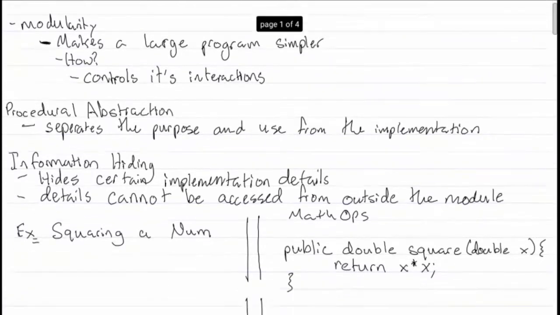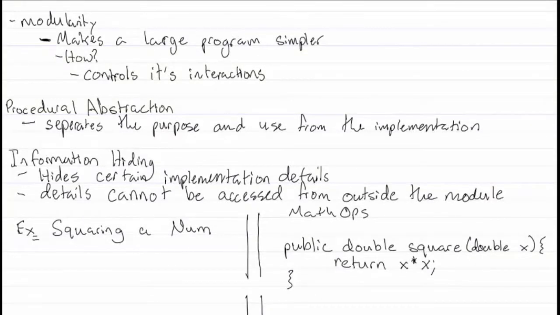So first let's talk about modularity. What modularity does is make a large program simpler, and how does it do it? It just controls the interactions between different parts of your program. It makes the flow of your program a lot easier to read, or a lot smoother, and it's just a really nice thing to have in any programming language, really. So let's talk about a couple of concepts within data abstraction and modularity, I guess.